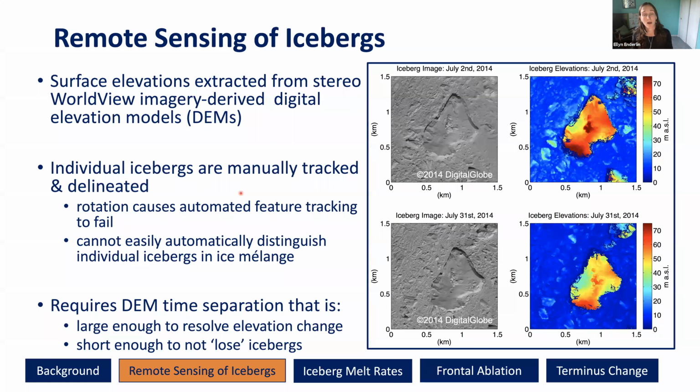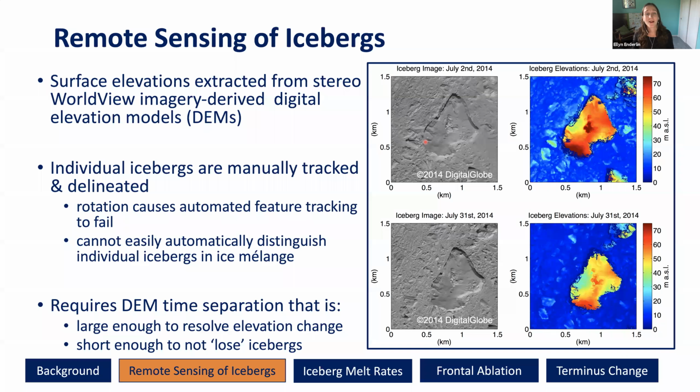I have typically had undergrads and some grad students go in and manually track and delineate these icebergs. If we had really short time intervals between our images, we could potentially use traditional feature tracking, but the rotation is problematic if the icebergs break out of the ice mélange. It's also really hard to distinguish these icebergs in these fjords. You can see in these optical images here, I can pick out this iceberg, and I can see it in my DEM, but then there's this matrix of all these little broken bits, these bergy bits around it, that make it hard to use automated methods to extract these icebergs.